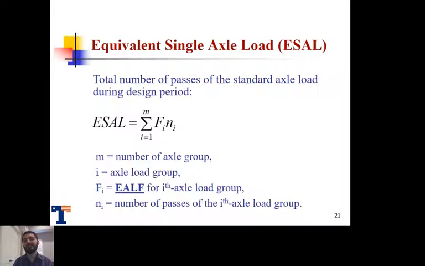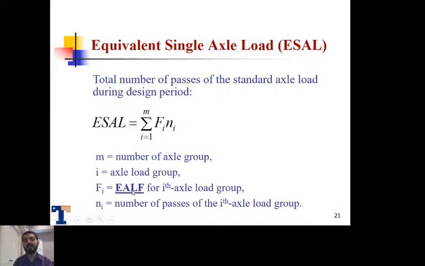How to calculate the ESALs number by itself: the total number of passes of the standard axle load during the design period is defined by a fundamental equation. The ESAL, the equivalent single axle load, is the summation of all the axle groups from axle group 1 all the way to axle group number M, regardless of how many axles we're trying to convert. And it's basically the multiplication between Fi times Ni.